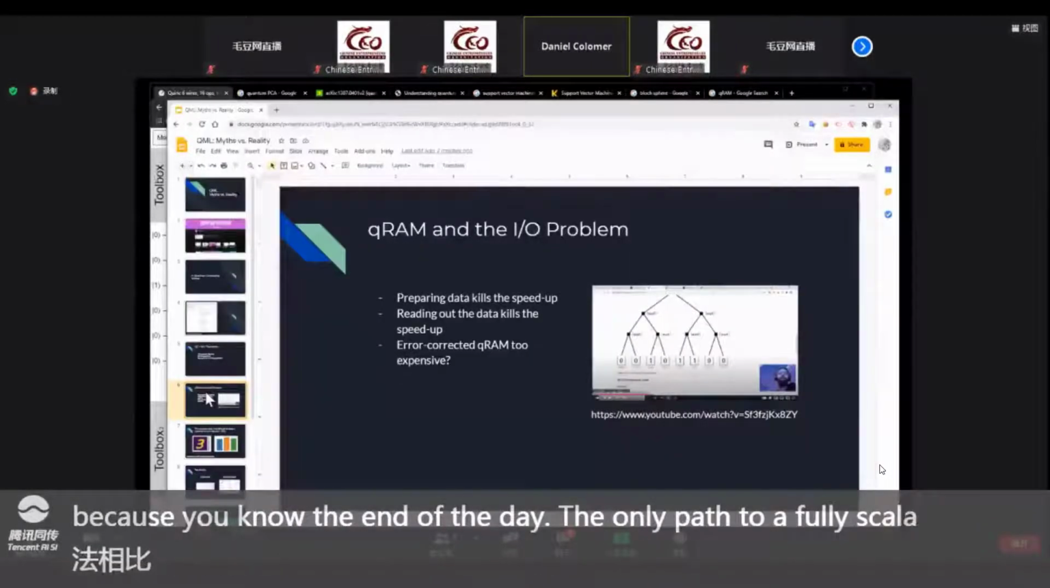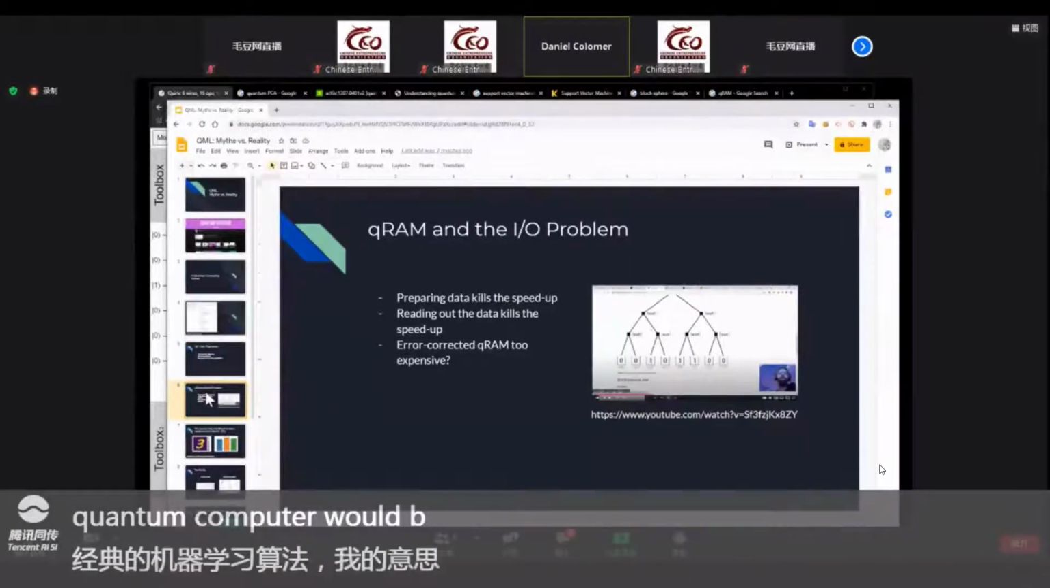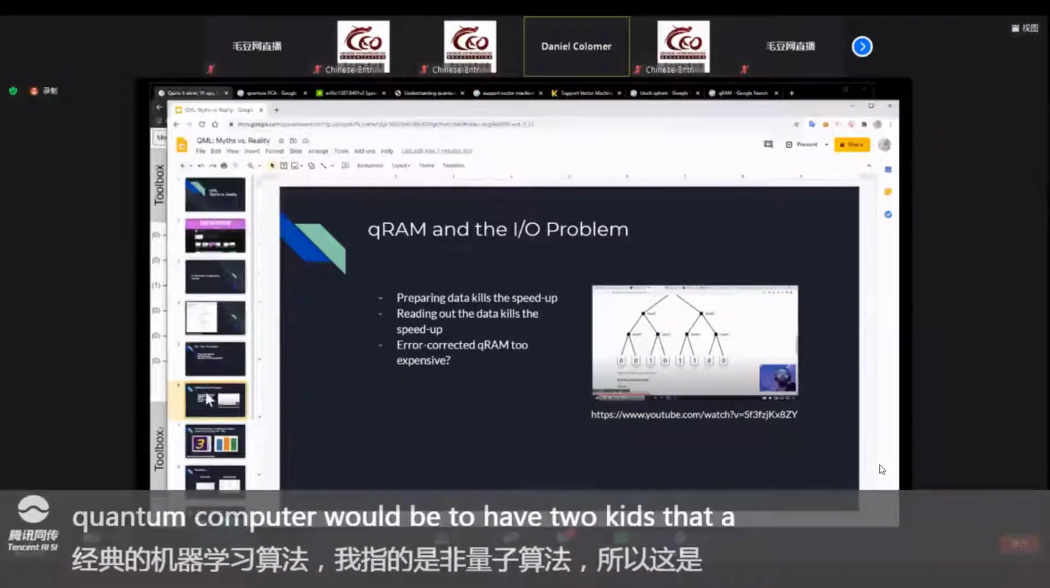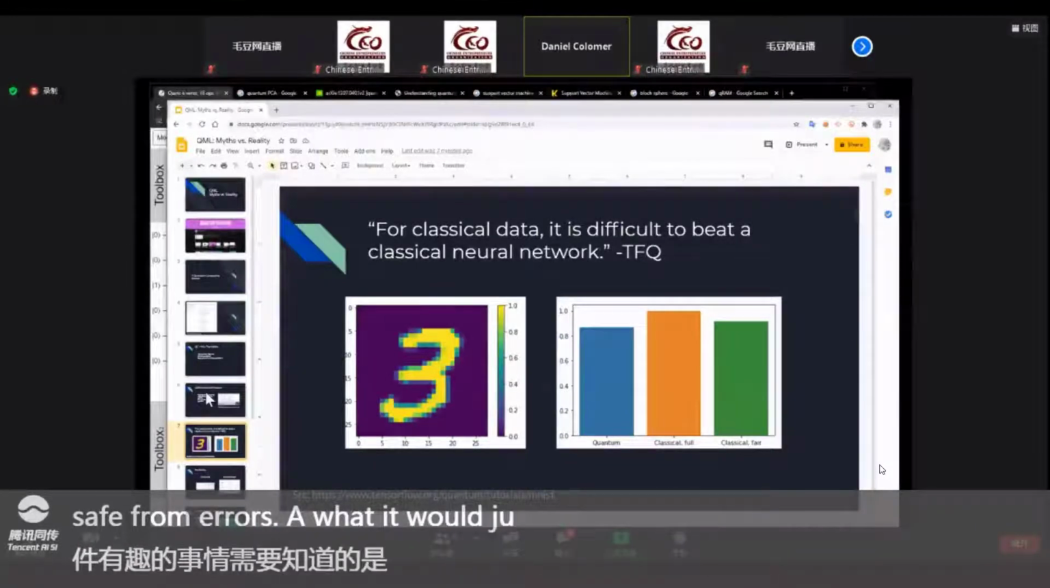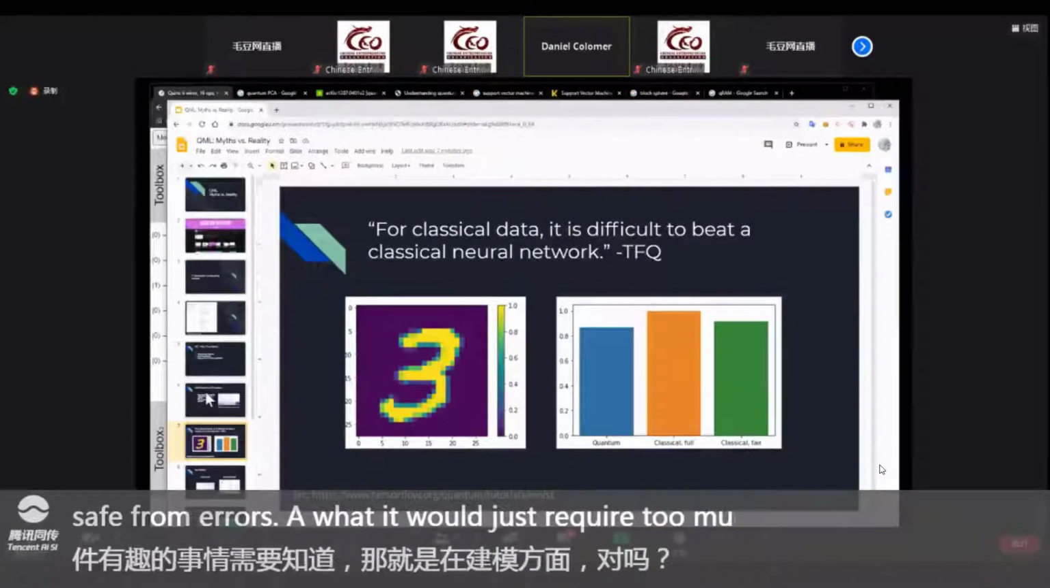And by classical, I mean a non-quantum one. So this is something important to know. And another interesting thing to know, in terms of the modeling, is that for classical data, it is really difficult to beat a classical neural network.